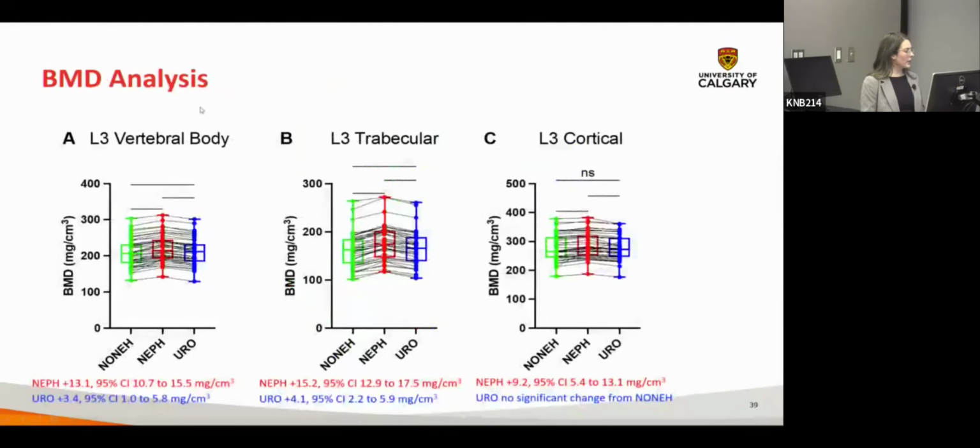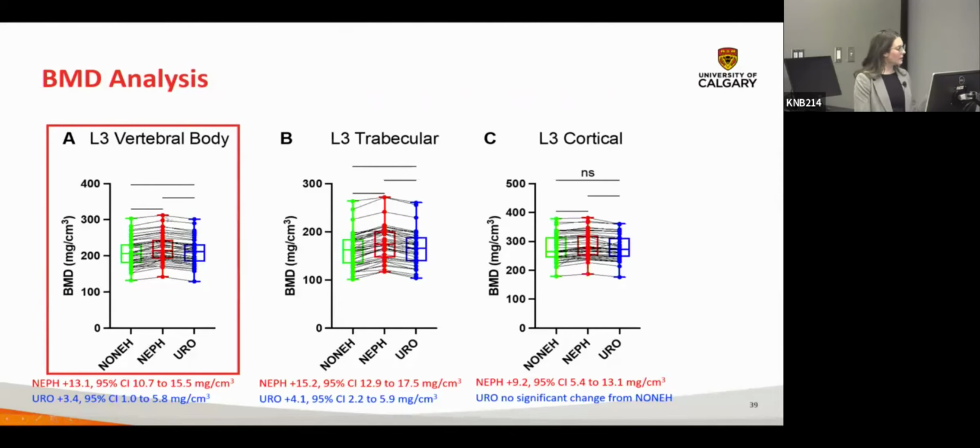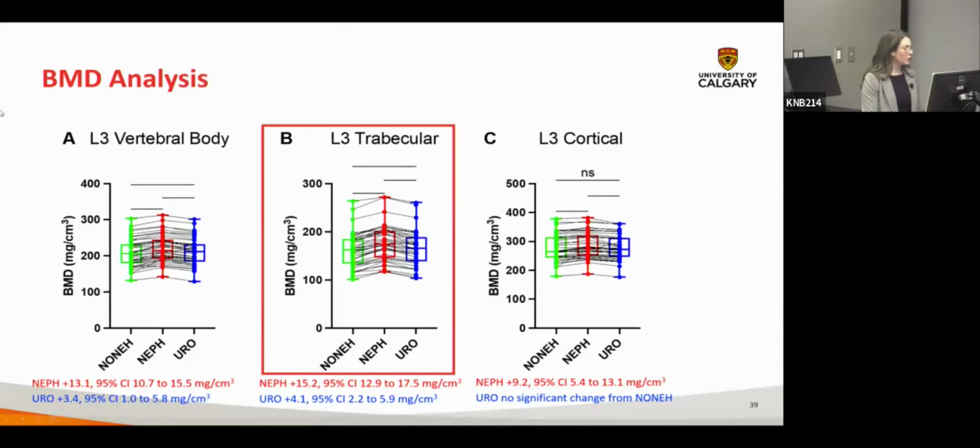We separated them again into looking at the whole vertebral body, as well as the trabecular compartment, and then the cortical compartment. In terms of the effects, for the nephrographic phase compared to the non-enhanced phase, we have approximately a 13.1% increase. And then for the urographic phase compared to the non-enhanced phase, we start to see a decrease in the extent of that BMD change, at approximately 3.4% higher than the non-enhanced phase.